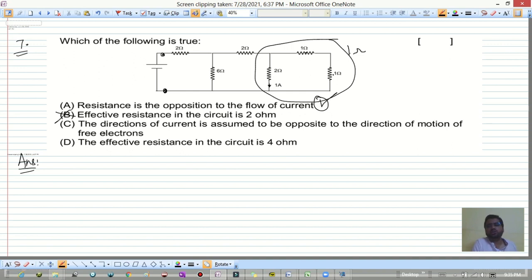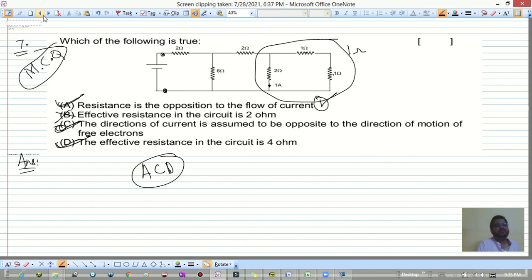Right, this is wrong. The direction of current is assumed to be opposite to the direction of motion of free electron. That is correct. This A is correct, C is correct. The effective resistance in the circuit is 4 ohm. Just now we have seen that is 4 ohm. So A, C, D are the correct options over here. This is the multiple choice questions. Right. It's not a single choice, it is a multiple choice, right? So we have the A, C, D are the correct options.